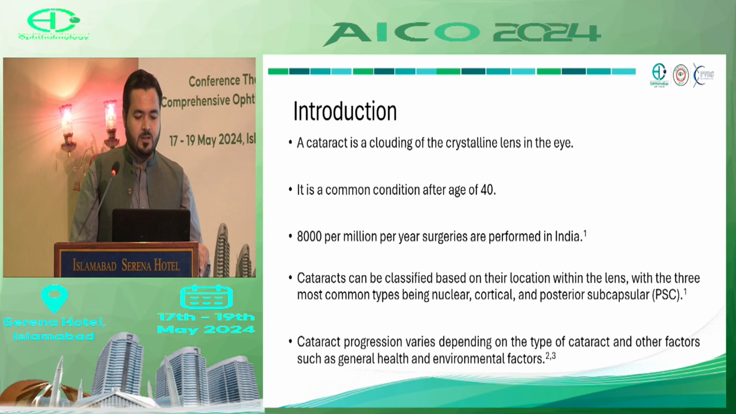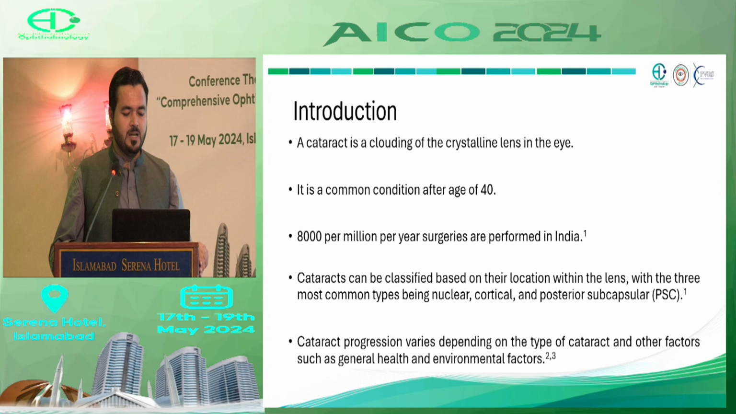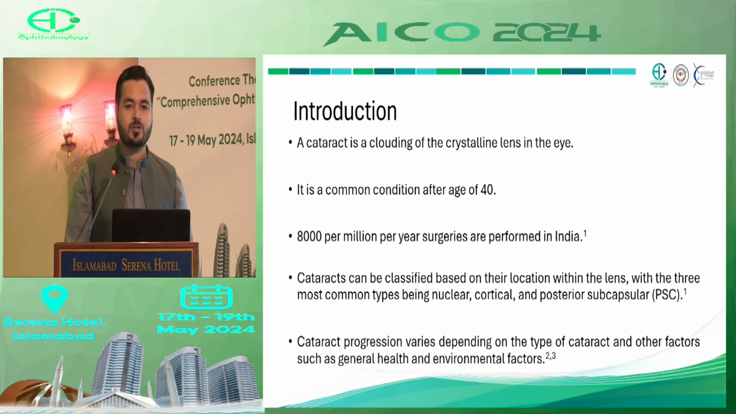Introduction. A cataract is a clouding of the crystalline lens in the eye. It is a common condition after the age of 40. 8,000 surgeries per million per year are performed in India. Cataracts can be classified based on their location within the lens, with the three most common types being nuclear, cortical, and posterior subcapsular cataracts. Cataract progression varies depending on the type of cataract and other factors such as general health and environmental factors.